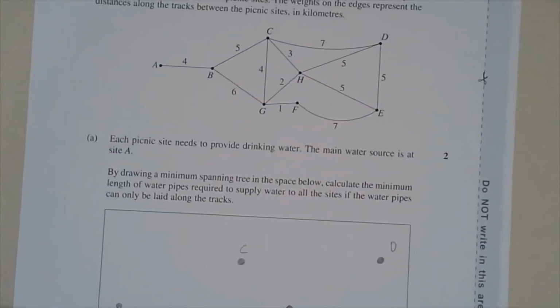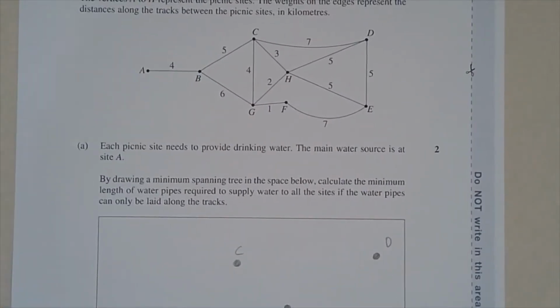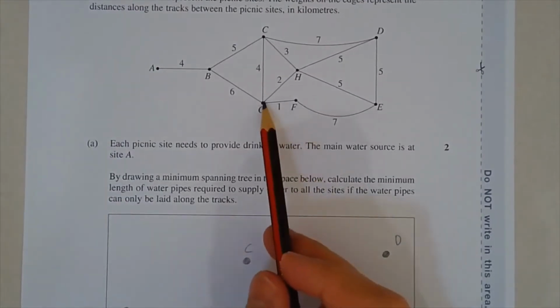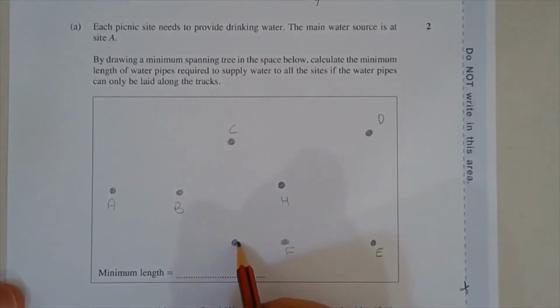Okay, so what we're going to do is apply Kruskal's algorithm. Kruskal's algorithm is probably a little bit easier than Prim's. It's just a matter of selecting the lowest weight edges first, in ascending order. So we can select edge GF. Okay, so it connects those two.